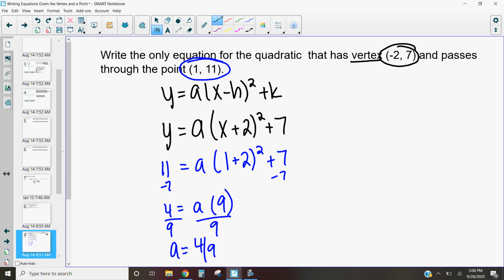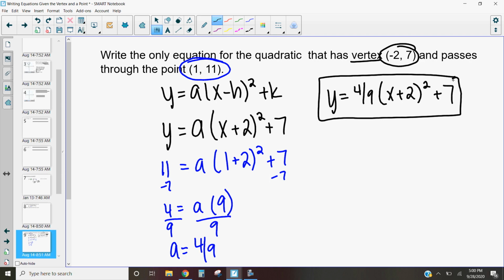So what that means is the one quadratic that works, that has a vertex at -2, 7 and goes through the point 1, 11, is going to be y equals 4 ninths, because that's our a value, times (x plus 2) squared plus 7. And that's how we're going to find that. So again, we substitute our vertex into vertex form, plug the point in for the x and y in our vertex form and solve for a, and then put it all together, just like we used to do when we had slope-intercept form.